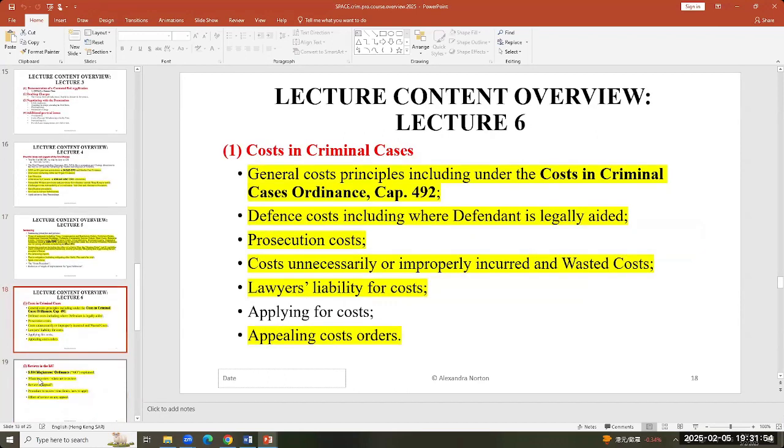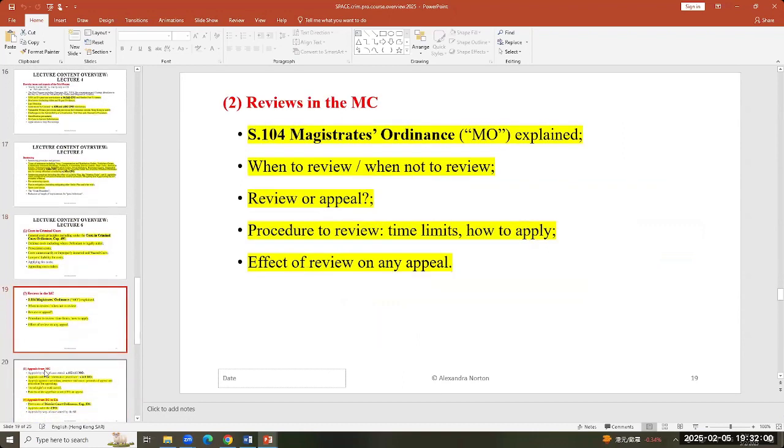And then lecture 6 is the final substantive lecture. So we'll talk about costs. We'll look at the special procedure in the magistrate's court if you want to review a magistrate's decision. When we talk about appeals, we're going from a lower court to a higher court. But this review provision in the magistrate's court is where you stay within this level of court, you stay in the magistrate's court, and you ask the magistrate to reconsider the decision that he's made.